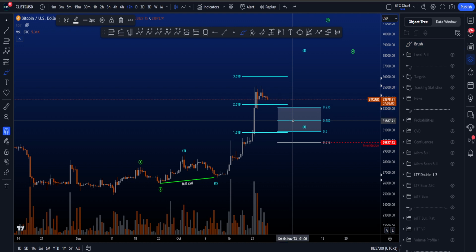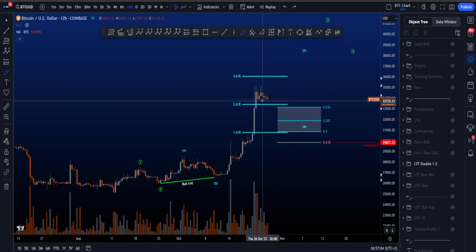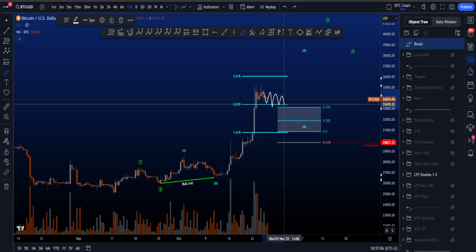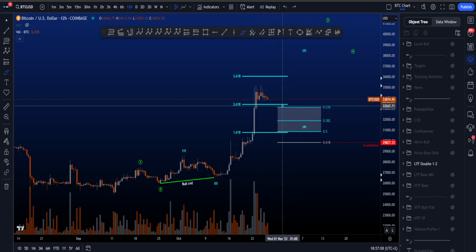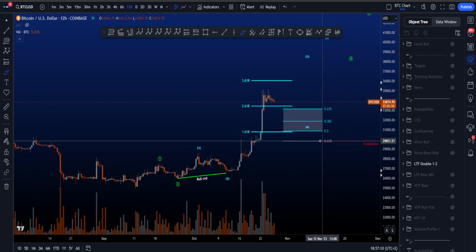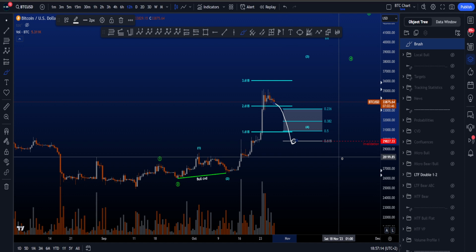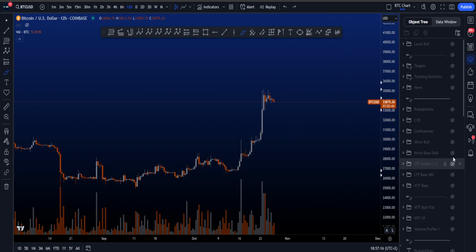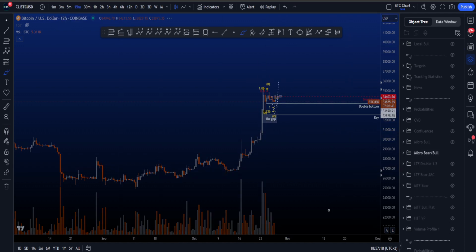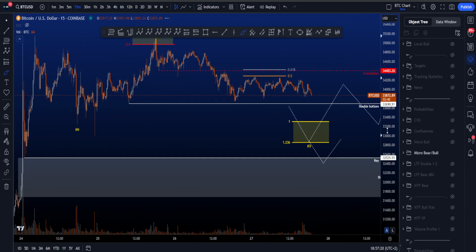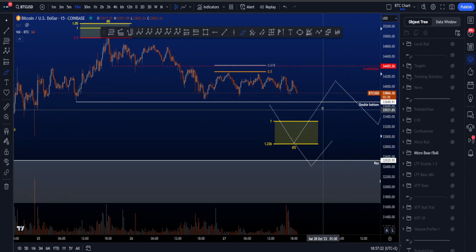The weekend is coming up. Usually the weekend is a ranging environment, so we might be able to add up 2 more days to this range, and then we're going to see where we are on Sunday. And the invalidation for this scenario would be for price to move to the downside and hit the invalidation here at 29.8k.